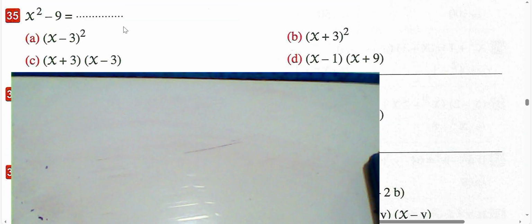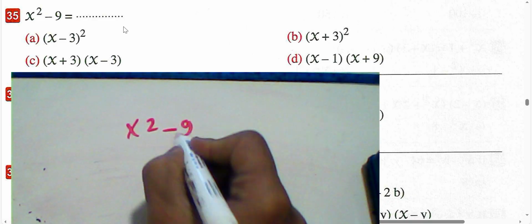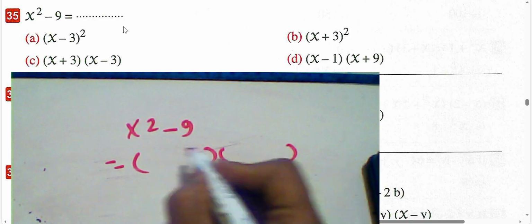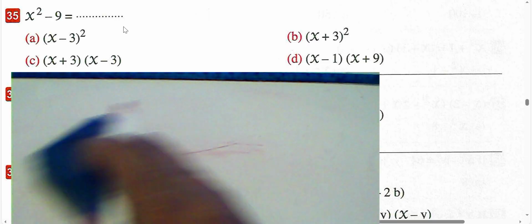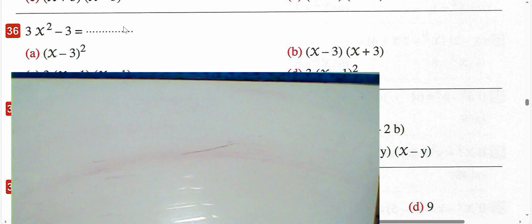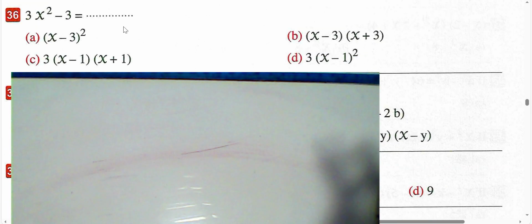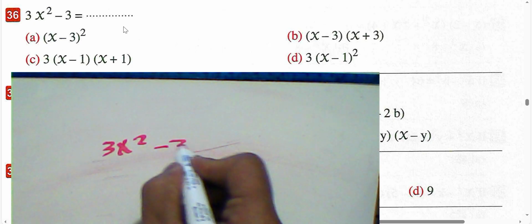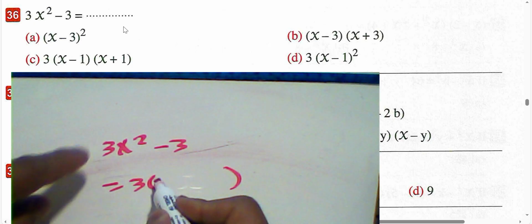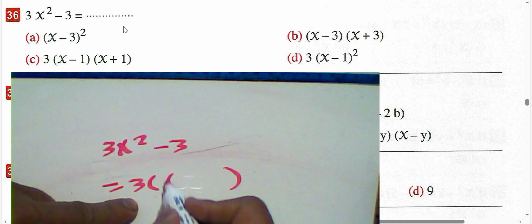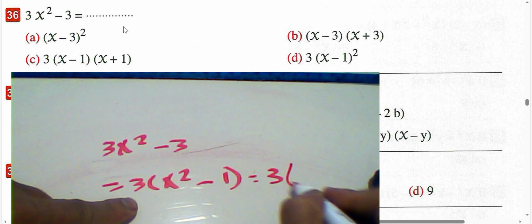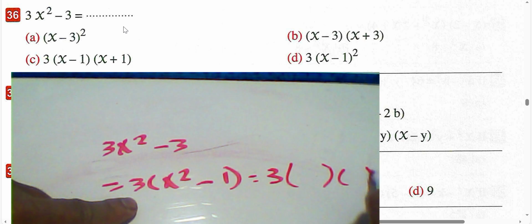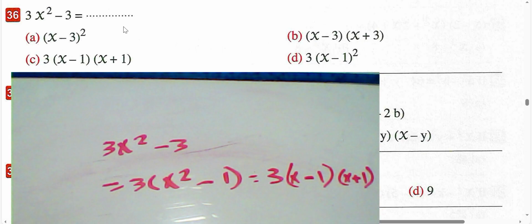x power 2 minus 9 is equal to x times x power 2, and 3 negative and positive. Next question. 3x power 2 minus 3. We can write 3 as a common factor between the two terms: 3x power 2 divided by 3 is x power 2, minus 1. Then write 3 outside and factorize the expression. Write x times x, and negative 1 plus 1.